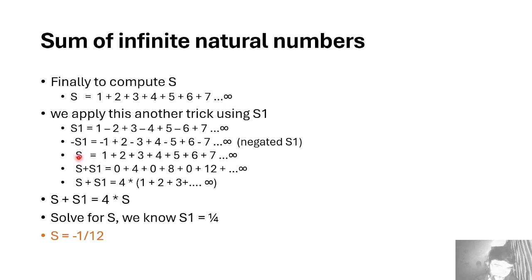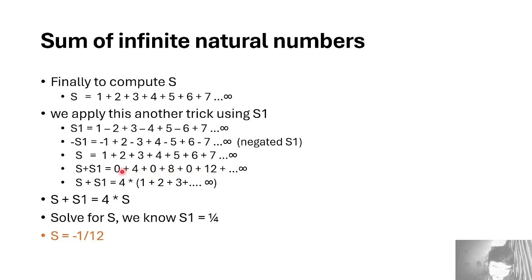Now we have our series we want to compute, a normal series of natural numbers, right? 1 plus 2 plus 3 up to infinity. Now, if you add these two series, this negative S1 plus your normal series S, then S plus negative S1 will give you 0 plus 4 plus 0 plus 8.